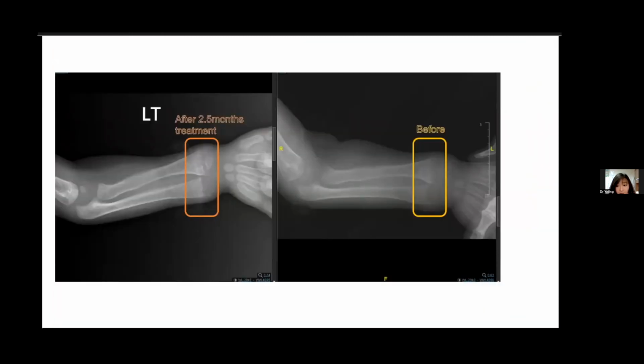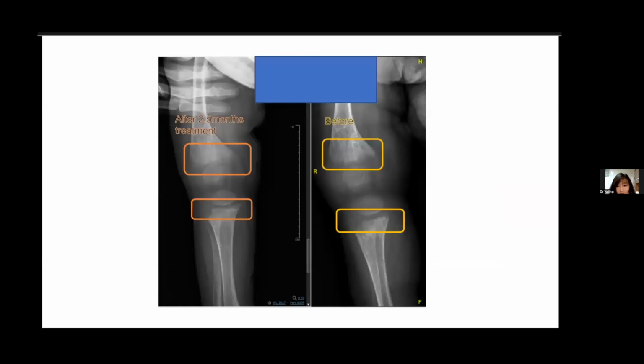As for the image study, we can tell the flaring and cupping pattern of the previous wrist gets much smoother. And the same for the tibia and femur metaphysis.